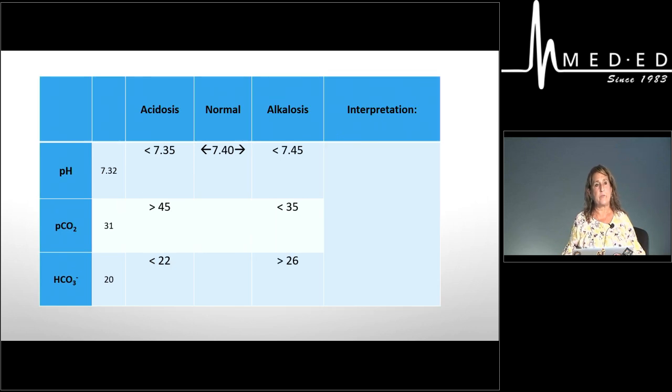All right, 7.32 pH, acidotic. The PCO2 is 31. That is alkalotic. And your bicarb level is 20. That is acidotic. So what is my problem here? A partially compensated metabolic acidosis. So follow your pH. It's acidotic. Your bicarb is acidotic, so that's metabolic. It's partially compensated because the respirations are trying to blow off that respiratory gas of acid, of CO2, to try to pull that pH back to the normal range.